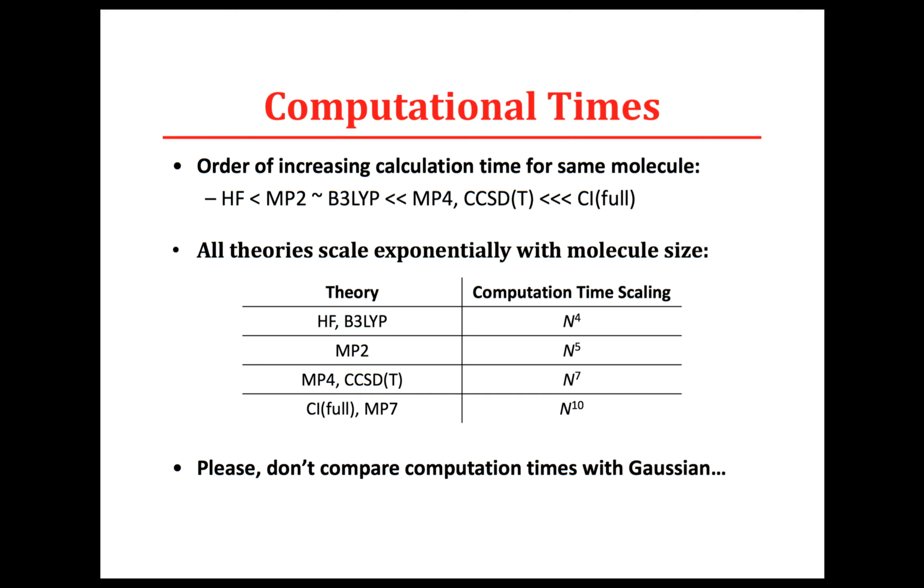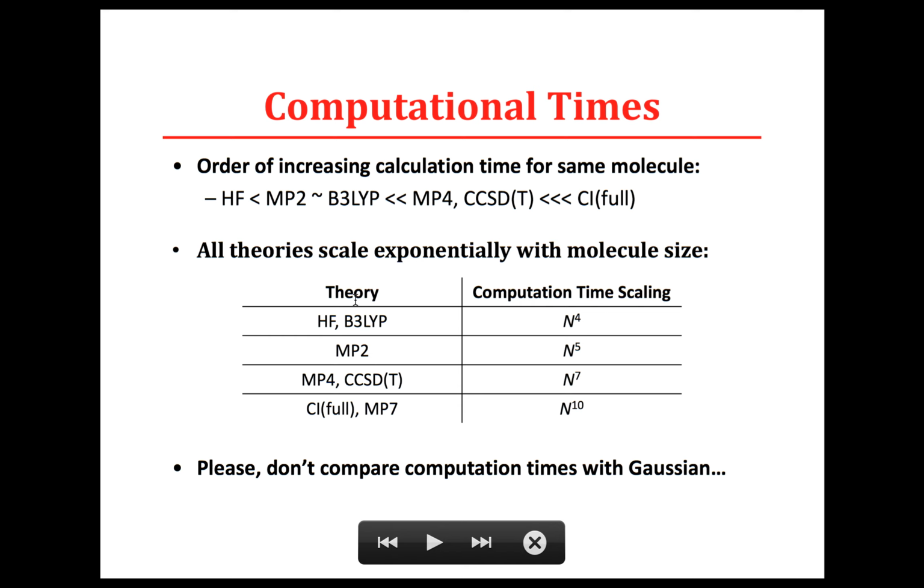Computational time here would be HF, generally going to be your fastest. MP2, B3LYP, about the same amount of time. I think B3LYP, once you start getting into larger molecules, starts to get a little bit faster. Another way of putting that is MP2 tends to scale a little bit poorer, meaning as molecules grow larger, MP2 is going to take a little bit longer, B3LYP not as long. MP4, CCSDT, CI full, these methods are going to take a lot more time, especially as molecules grow.